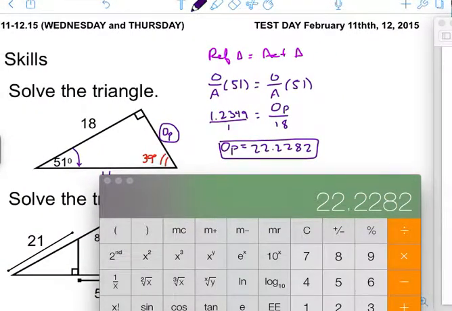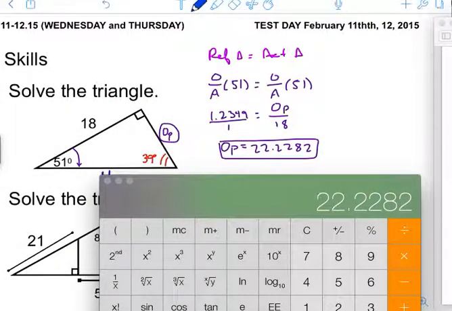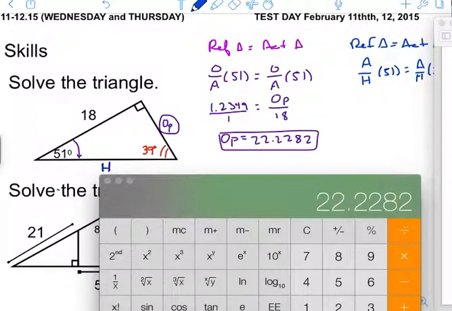Now, to find H, I could do Pythagorean theorem if I wanted to. I don't really want to. I'd much rather use trig again. So let's go ahead and solve for H. Again, we're going to start with reference triangle is equal to my actual triangle. Now, I have my adjacent side, which is 18, and I'm trying to find my H. So I think I'm going to use A over H. I'm still going to be referencing 51, and this is going to be A over H again for 51. Okay, so my actual triangle A over H is going to give me 18 over H.